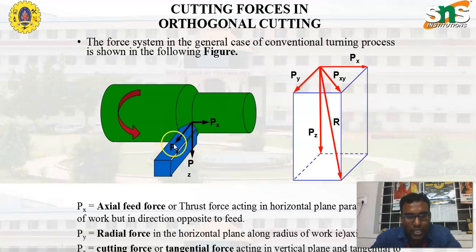And this is Py, the radial force, which acts on the workpiece during the machining process. It acts in the horizontal plane along the radius of the work, that is, the axis of the tool. The third type, Pz, is the cutting force or tangential force, which acts in the vertical plane and tangential to the workpiece surface. In major, there are about three types of cutting force during orthogonal cutting: the axial feed force, the radial force, and the cutting force or tangential force.